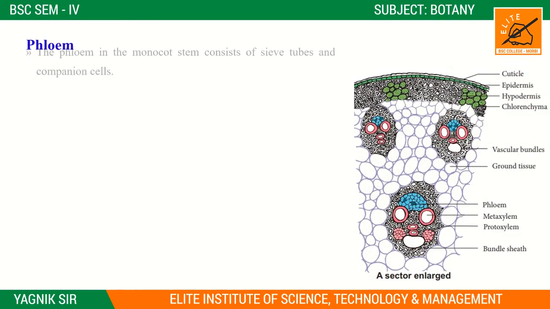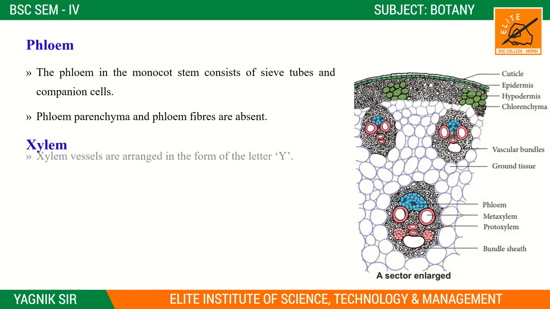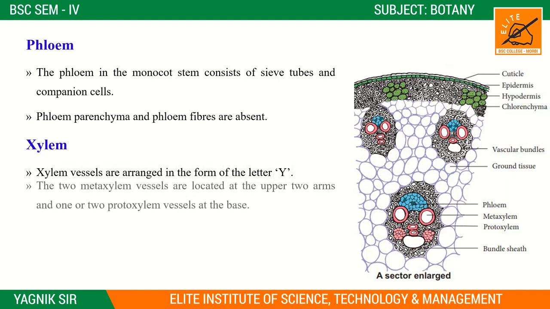Then the phloem. So the phloem in the monocot stem consists of sieve tubes and companion cells. So the other parts are absent: phloem parenchyma and phloem fibers. Both are absent in the monocotyledon stem. Then the xylem is arranged in a Y-shape form. તમને Y shape ની અંદર જોવા મળશે. જે ઇમેજ ની અંદર પિંક કલર જોવા મળે છે, બે મોટા બે નાના, એટલે એ બધાને ભેગા કરો તો શું થાય, Y shape ની અંદર arrangement જોવા મળે.